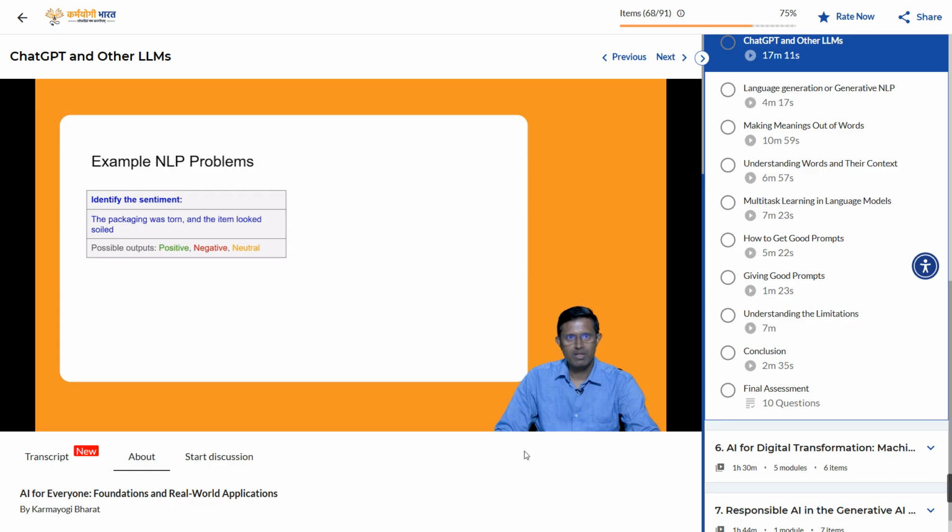Now this sentiment analysis problem, as you can possibly understand by looking at the possible outputs, is a classification problem, or it is being modeled as a classification problem. In this classification, since the input says that the packaging was torn and the item looks soiled, it's a negative sentiment that is getting expressed here. So there are three classes among which we have to choose: positive, negative and neutral, and the correct class for this would be negative.